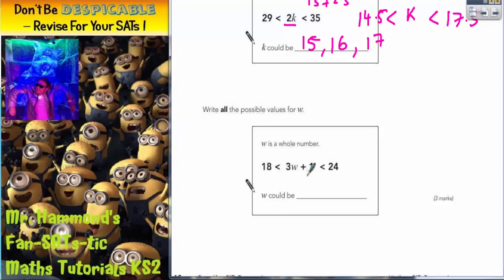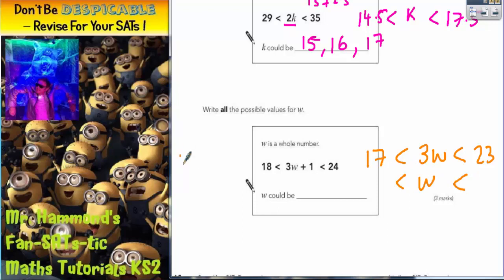So the first thing to do is undo the add 1. If 3w add 1 is between 18 and 24, then 3w must lie between 17 and 23, because we've undone the add 1, we've taken the 1 back off. So 3w is between 17 and 23. Now we need to divide both numbers by 3 to get just w, which is what we're looking for.